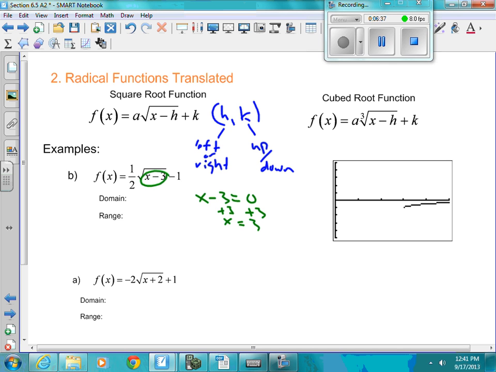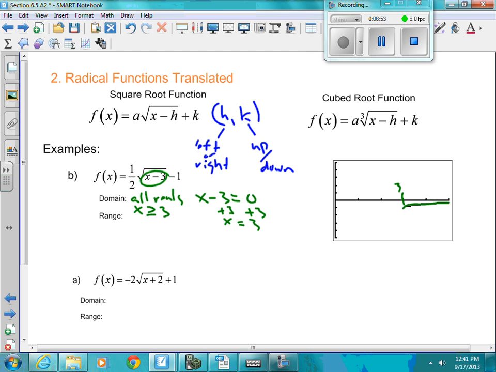All the values on this graph are to the right of 3. Here's X equals 3. All values are to the right. There's nothing to the left. So our domain would be all reals bigger than or equal to 3.